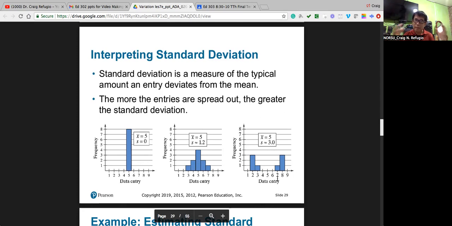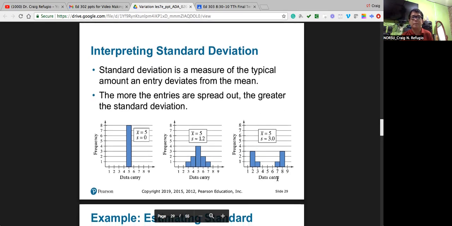The graph is actually spreading out. But the closer the standard deviation is to 0, the closer the data or the graph are, as shown in the example on my screen. Take note also that although the mean is the same, x bar is equal to 5 in each, the standard deviations are different. So data sets with the same mean can have different standard deviations. Take note of this example.